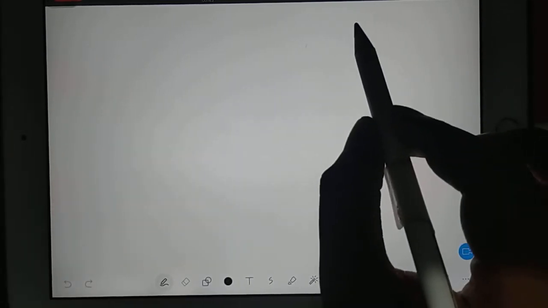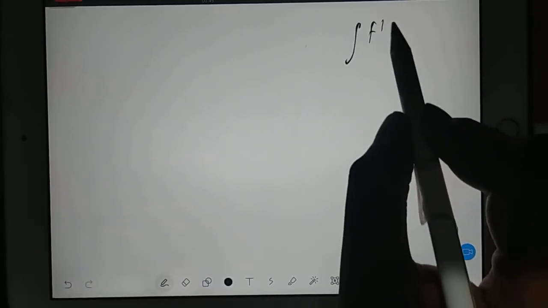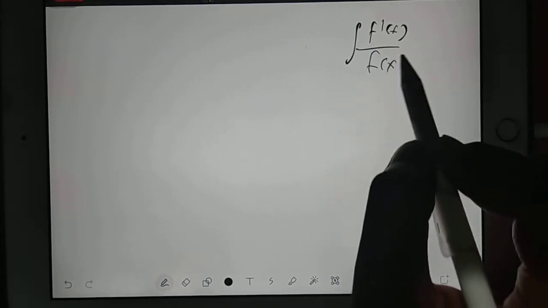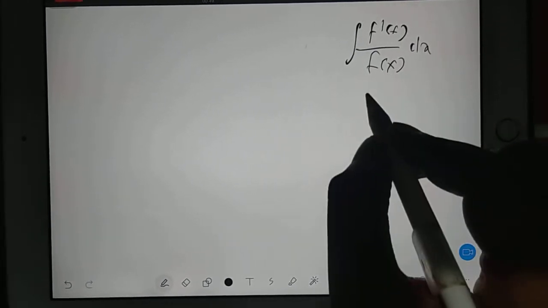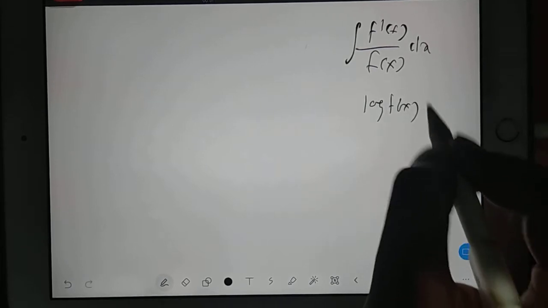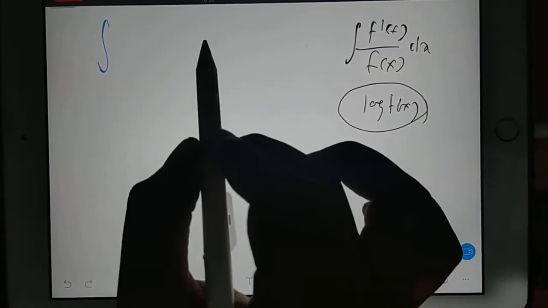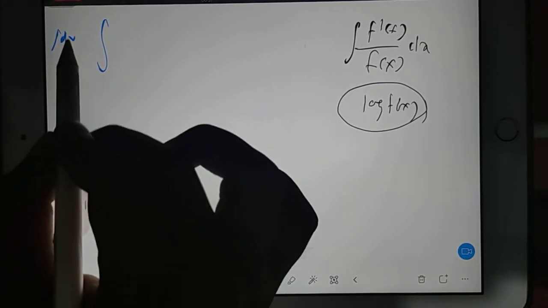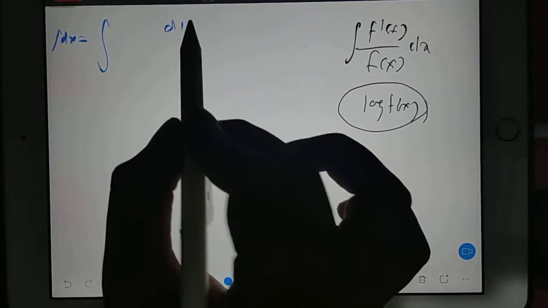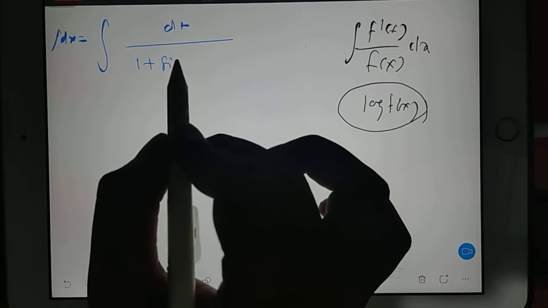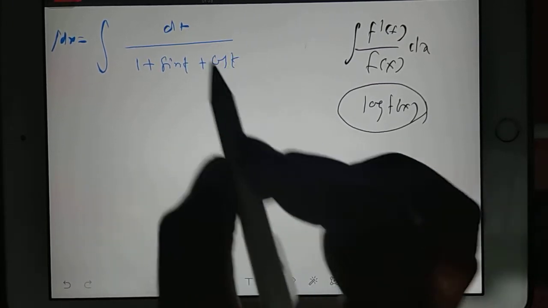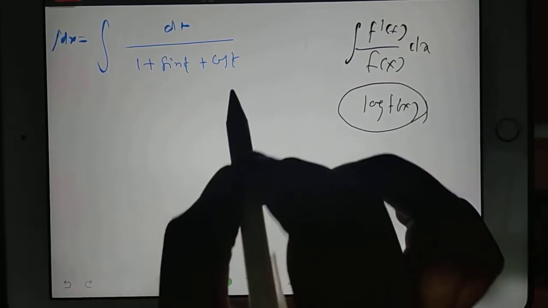So I was saying the approach is like in these kind of questions, you can keep this in mind, f dash x by fx whenever you have dx. That time you can use the direct formula log fx. Okay, but you have to make your given integration in this format. So integration dx is equal to integration dt by 1 plus sine t plus cos t. What is the next approach here?